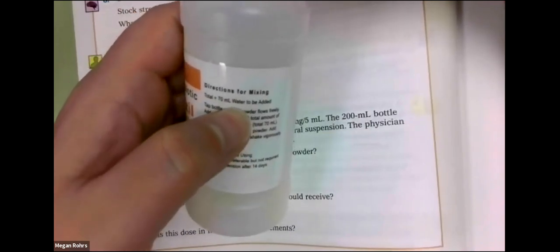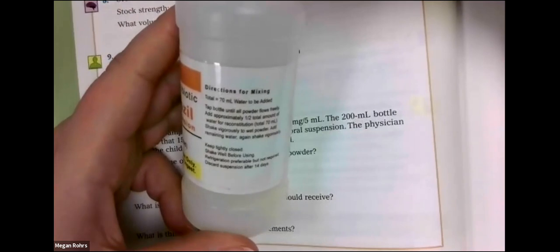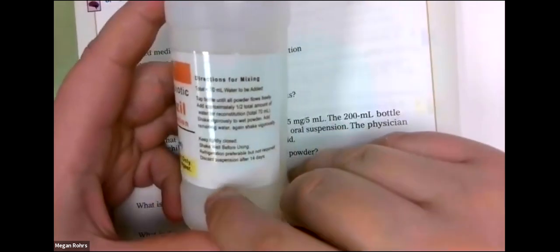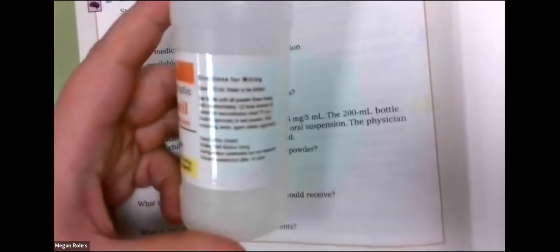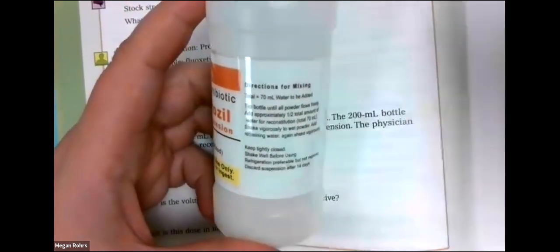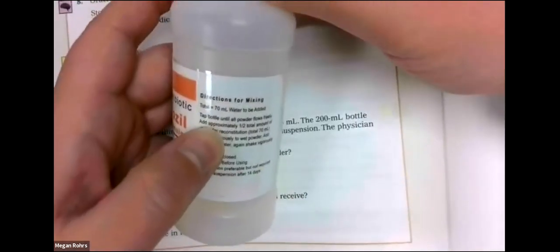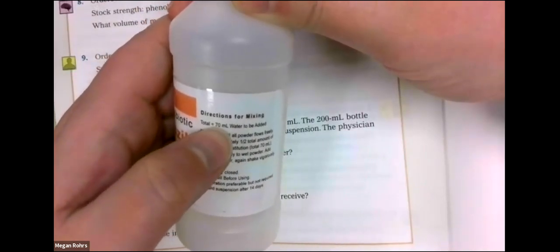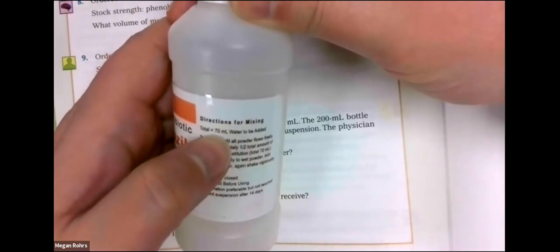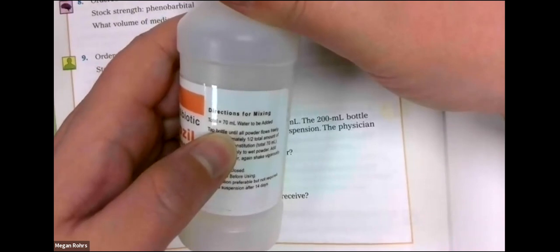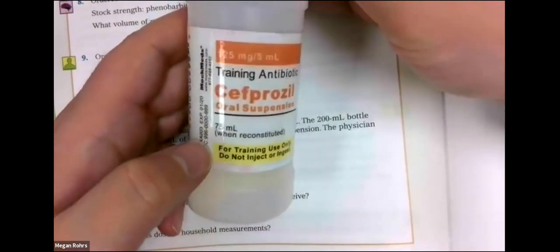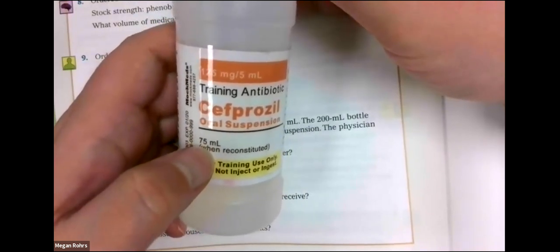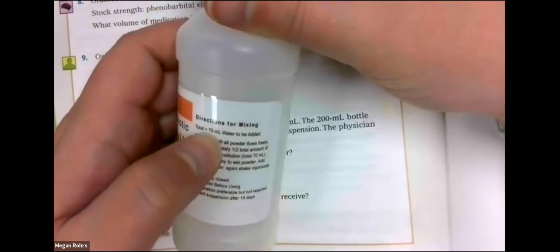Total 70 mils of water to be added. Now, when we reconstitute antibiotics or any oral suspension, we usually use distilled water. So you're not just going to use water from the sink. So the water amount to be added is 70 milliliters. That's what we call our diluent volume or our solvent volume, okay? When we're done mixing this together, it's going to have a total volume or a final volume of 75 mils. But what we're adding is only 70 mils.